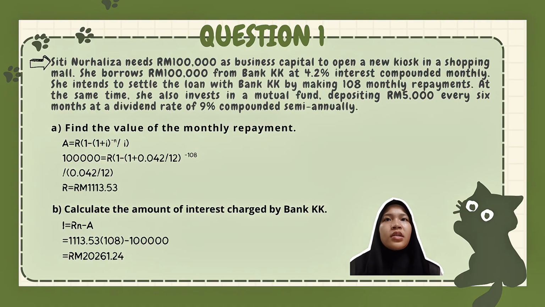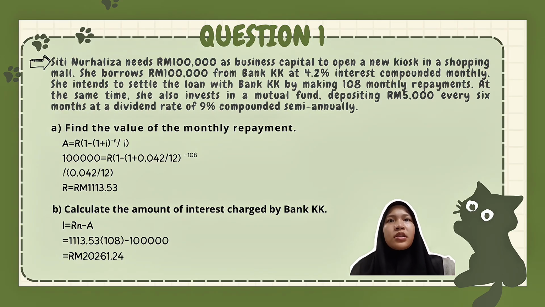She intends to settle the loan with Bank KK by making 180 ringgit monthly repayment. At the same time, she also invests in a mutual fund, depositing RM 5,000 every 6 months at a dividend rate of 90% compounded semi-annually. So for question A, we need to find the value of the monthly repayment. First step, we need to solve this question using the formula A equals R times (1 minus (1 plus i) to the power of negative n) per i.